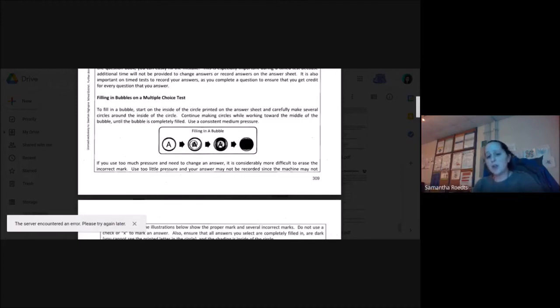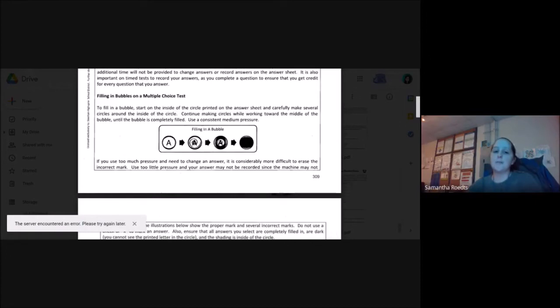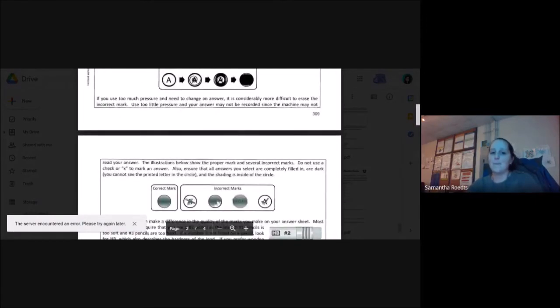If you use too much pressure and need to change an answer, it's considerably more difficult to erase the incorrect mark. Use too little pressure and your answer may not be recorded since the machine may not read your answer. The illustrations below show the proper mark and several incorrect marks. Do not use a check or X to mark an answer. Also ensure that all answers you select are completely filled in, are dark, you cannot see the printed letter in the circle, and the shading is inside of the circle.